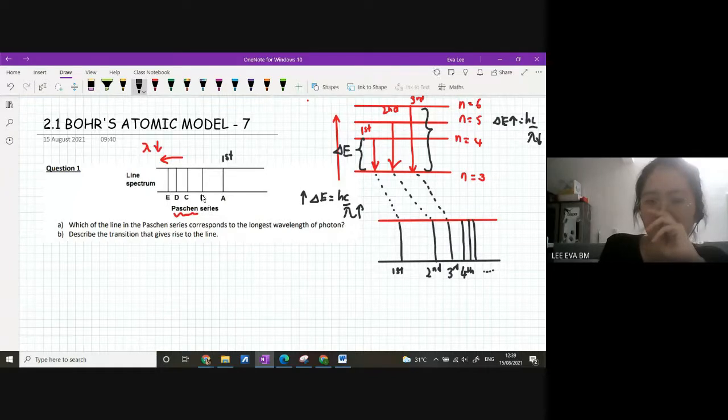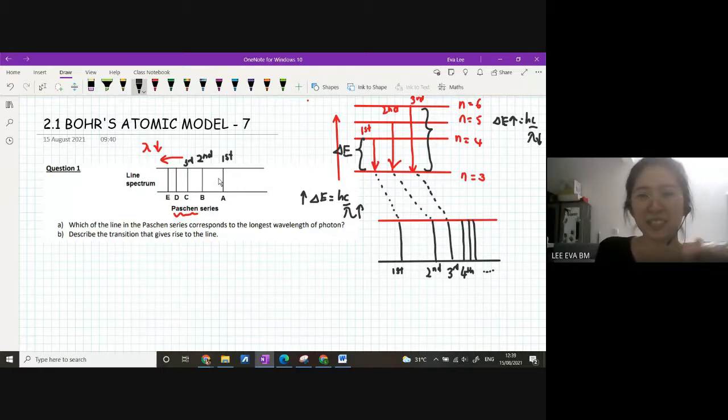Then for B, it will be second because it's getting closer. And C is the third line. D is the fourth. E is the fifth. Do you get me over here? Yes, madam. Can you understand?